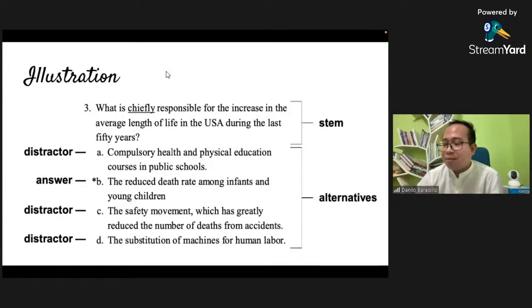But you have to remember that the stem, alternatives, and distractors have a specific guideline to follow. This is very important to know: these parts of a multiple choice question, which are the stem, alternatives, and distractor, should follow certain principles or guidelines.